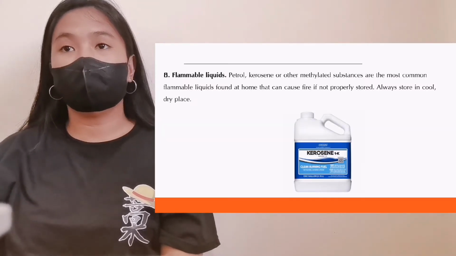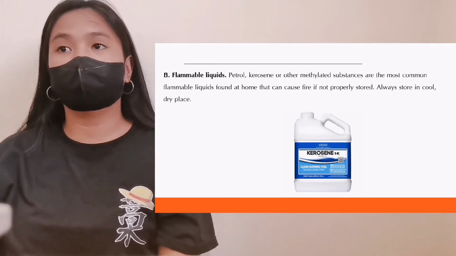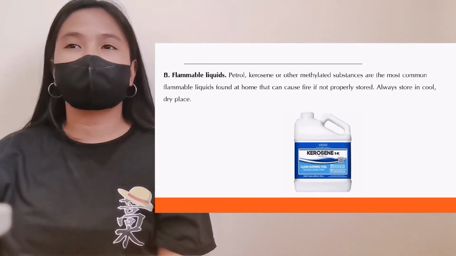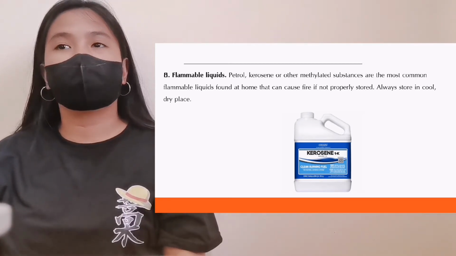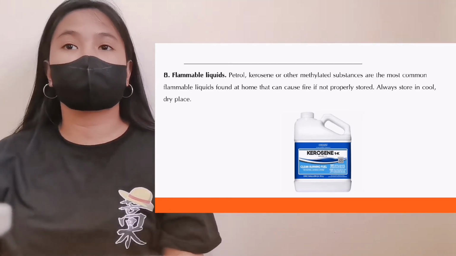Number 8, flammable liquids. Petrol, kerosene, or other methylated substances are the most common flammable liquids found at home that can cause fire if not properly stored. Always store in a cool, dry place. So, itong mga flammable liquids nito, if hindi natin siya na-store sa tamang place or nalagay natin siya sa place na tamaan ng araw, kung na-expose siya sa araw, pwede siyang mag-cause ng fire.